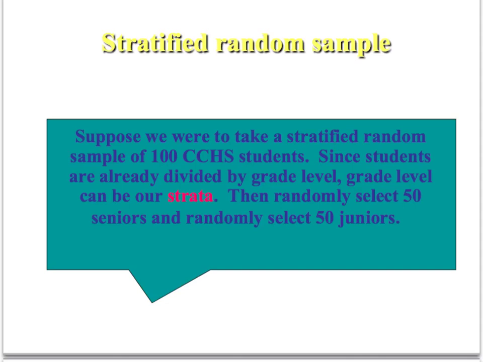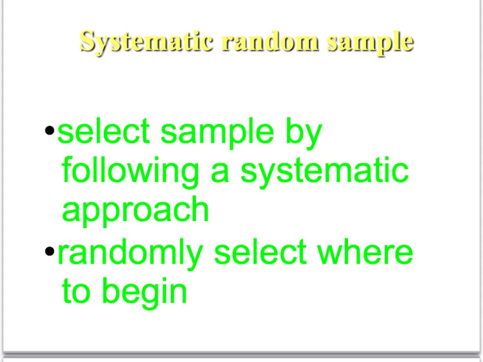So taking from our school example again, suppose we're going to take a stratified random sample this time of the 100 students. Now, since these students are already divided into categories based on grade level, then the grade level could be our strata. And so since we have them divided into these strata, we randomly select 50 seniors and randomly select 50 juniors to give us our total of 100 randomly selected CCHS students, or you could take 25 from each grade level to reach your 100. Remember to pause the video when necessary so that you can write down everything that you need in your notes.